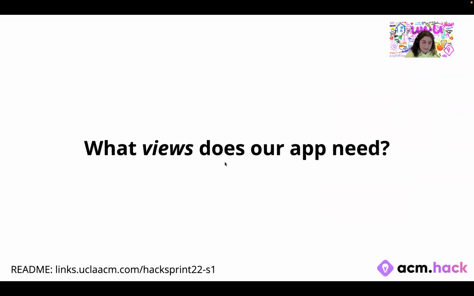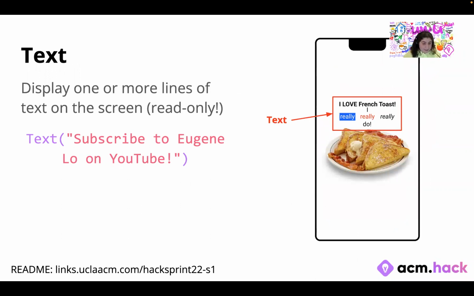So you guys mentioned this in the chat, but what views exactly does our app need? Luckily for us, the way that SwiftUI is designed is that the names of them are very similar to what we would need. So first we have text. Text, which is the view name itself, will display one or more lines of text on the screen, like any kind of message. These will be read only, meaning that it can't be altered from the user side, like people playing with the app, at least right now for our purposes. So all the text above there saying, I love French toast, I really, really, really do, that will be text for our purposes.